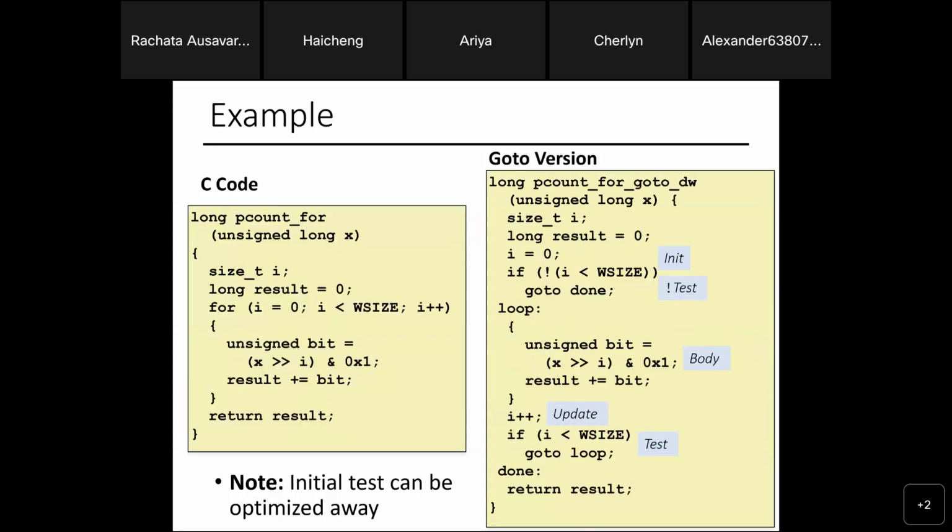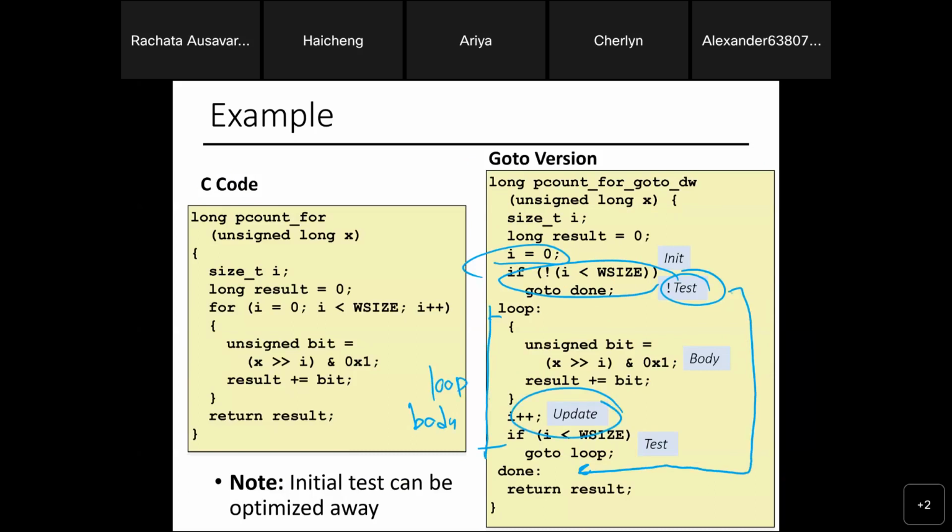Now you can change that while loop, which is now in a do while form, into the go-to version. The go-to version is basically here: init, right? Then you first check. If it's not true, you jump to done. If it's true, you go to the loop body here, which also has the update and the check at the end. Now it looks like a do while loop.